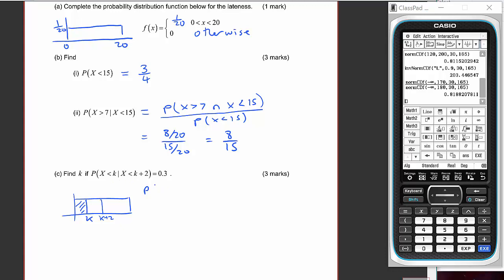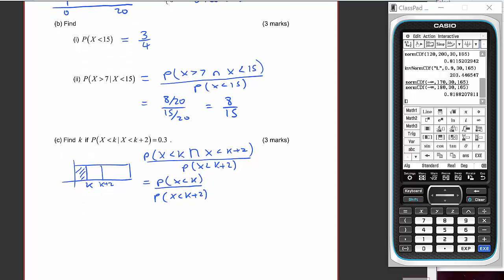Okay, so if we look at the probability of x is less than k, given that x is less than k plus 2, the top is x is less than k and x is less than k plus 2, all over the probability that x is less than k plus 2. So the top would just become the probability that x is less than k, and the bottom would be the probability that x is less than k plus 2. So that would be k over 20 over k plus 2 over 20, which is just k over k plus 2.